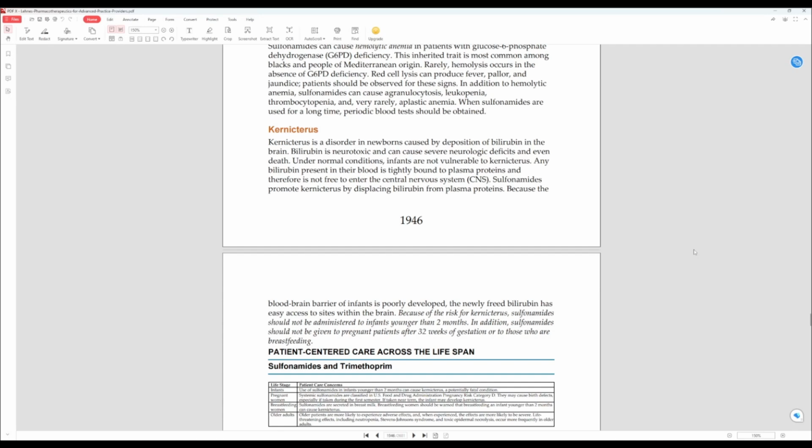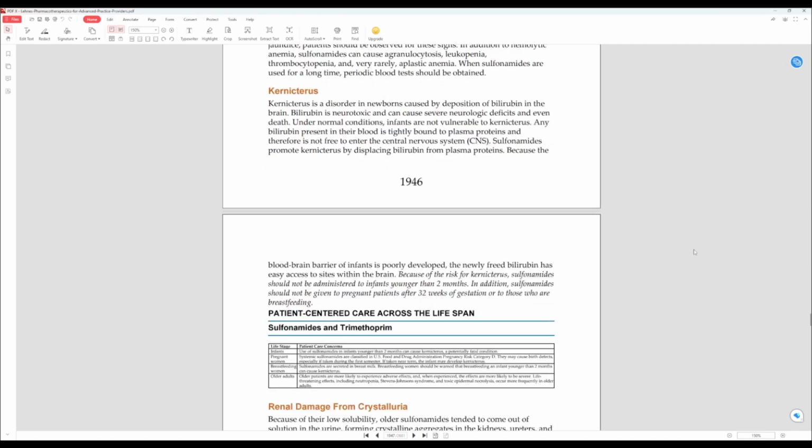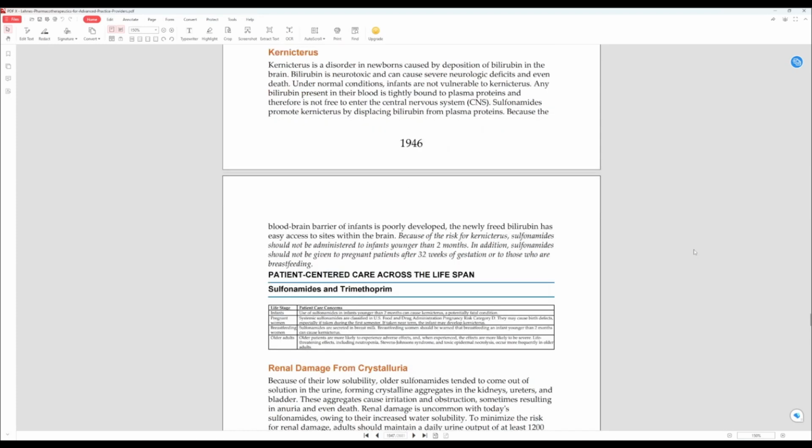Any bilirubin present in their blood is tightly bound to plasma proteins and therefore is not free to enter the central nervous system. Sulfonamides promote kernicterus by displacing bilirubin from plasma proteins. Because the blood-brain barrier in infants is still poorly developed, the newly freed bilirubin has easy access to sites within the brain. Because of the risk for kernicterus, sulfonamides should not be administered to infants younger than 2 months.